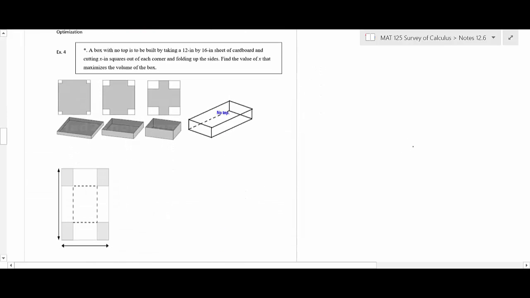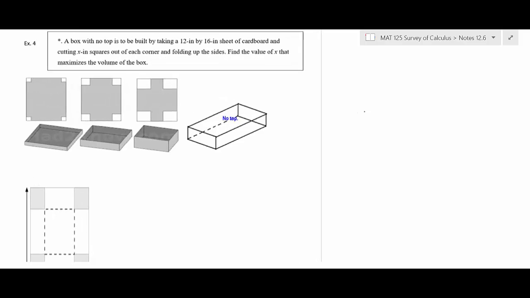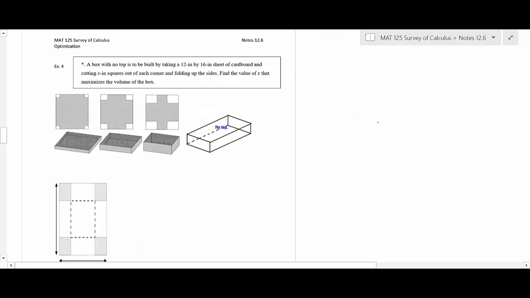Okay, next problem. This is another problem that's kind of an interesting one. And this is kind of something that you do in industry. We talked about how you can make a container maximize how much it carries. It maximizes volume. So what this problem is saying is that you have a box and it doesn't have a top, and you build it by taking a sheet of cardboard that's 12 by 16. And what you do is you cut out the squares and you make a box.